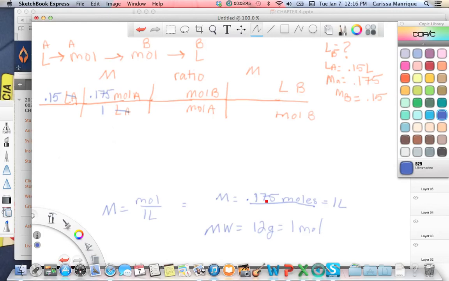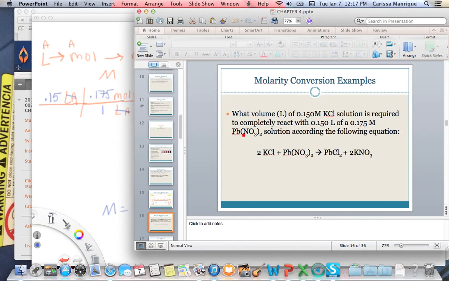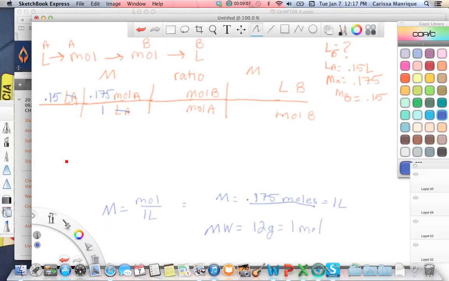Alright, now the next one is our mole-to-mole ratio. So A, oh, I should have put this down. A is our lead nitrate, and the reason that one's A is because that's what we have the liters of. Remember, our B is always what we're solving for, so that'd be KCl. So let me put on here A equals Pb(NO3)2. Okay, and our B is KCl.